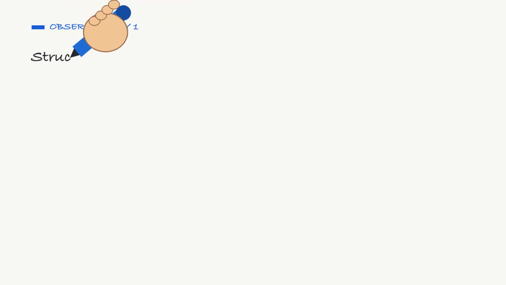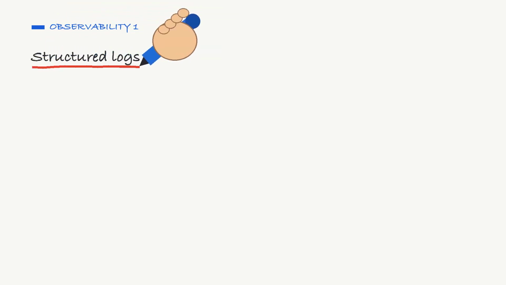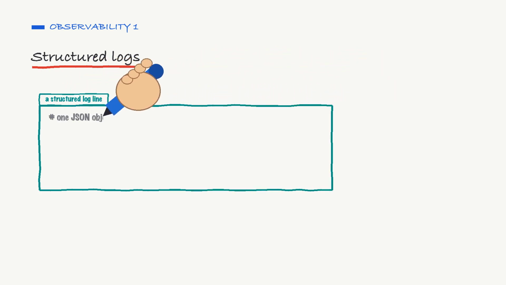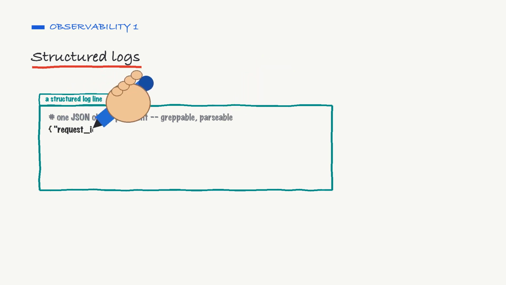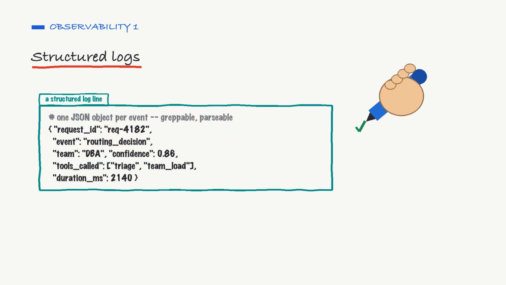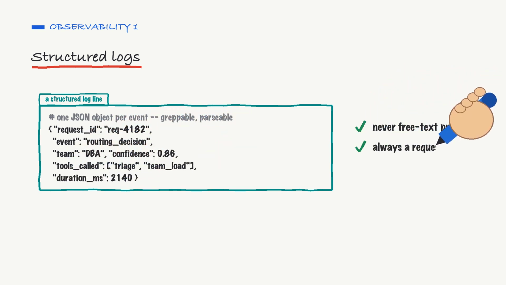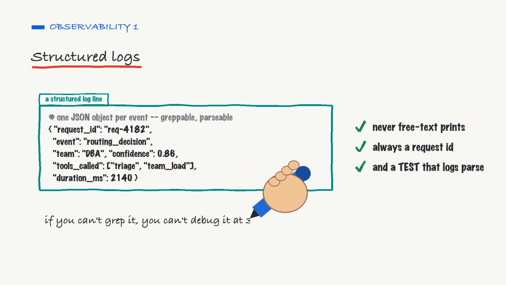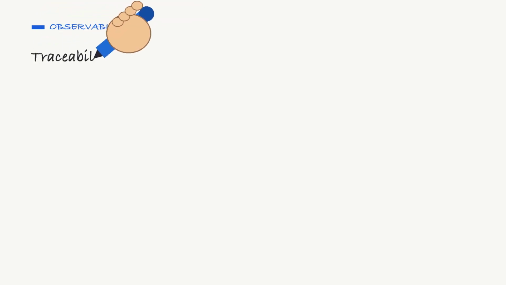Structured logs means one JSON object per event, never free-text print statements. Every line carries a request ID, an event name, the key facts, and a duration. Why JSON? Because at 3 in the morning, you will be grepping and parsing these, and if you can't query your logs, you can't debug your agent. And add the tiny test everyone forgets. Parse every log line as JSON in CI. One assert, permanent guarantee.